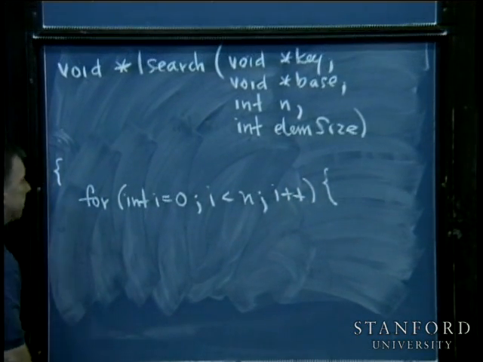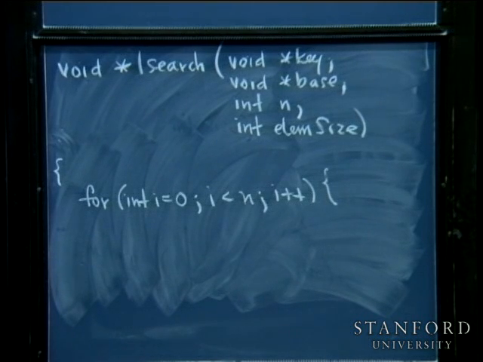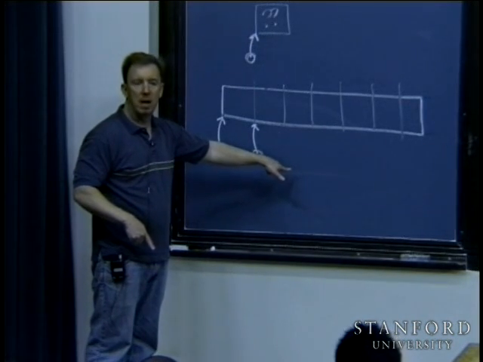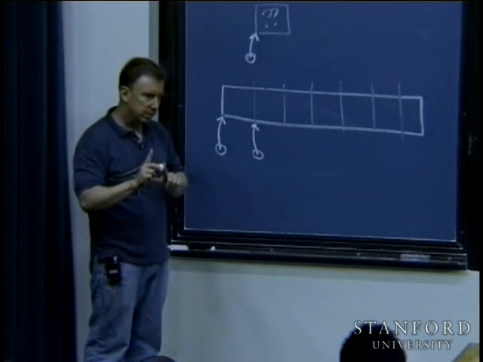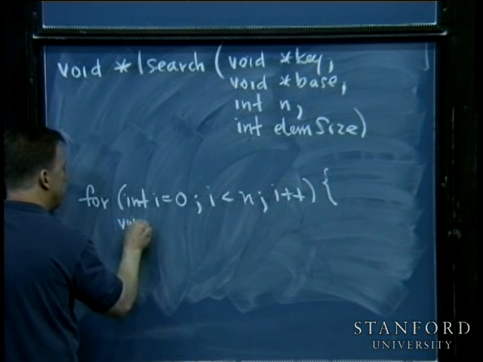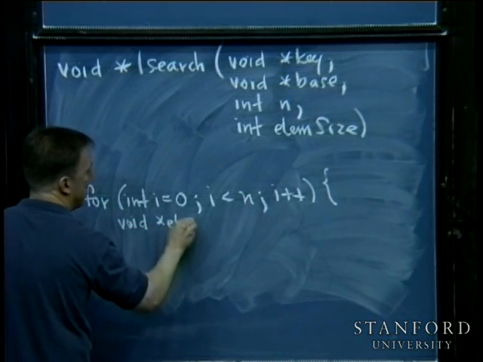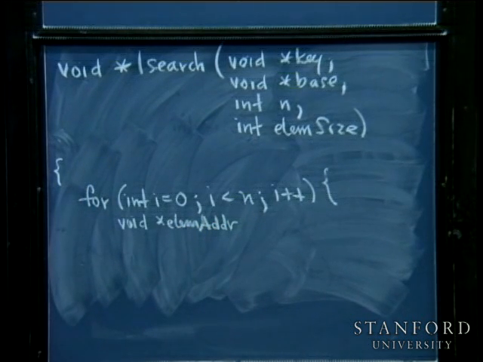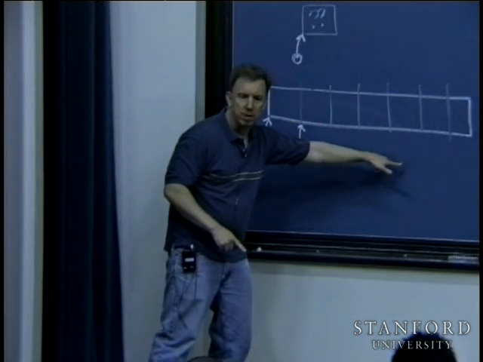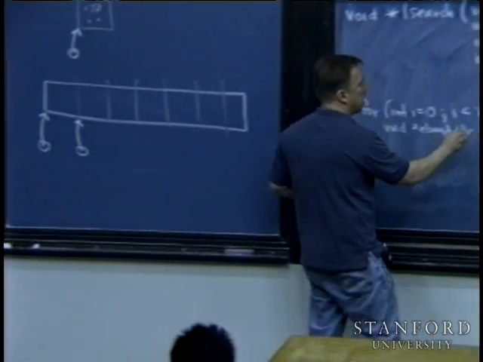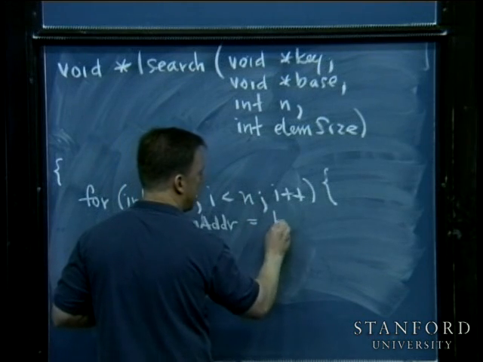I'll leave it there. Okay, with each iteration, what I have to do is compute the ith address, or the address of the ith element. This is how you do this. This is actually something new. I want to set a void star. I'll call it elem address. That's going to be a variable that's bound to the tail of that, or the tail of any one of these things, depending on how far I get. Okay? Can I do this?